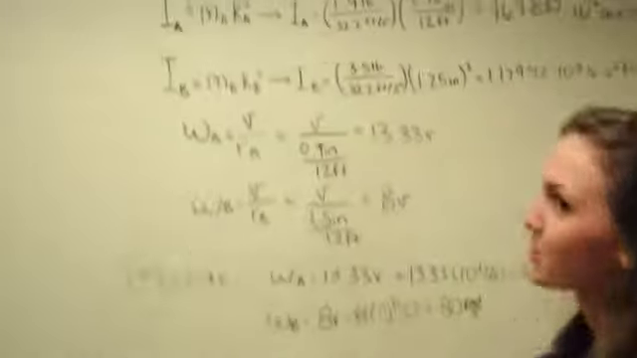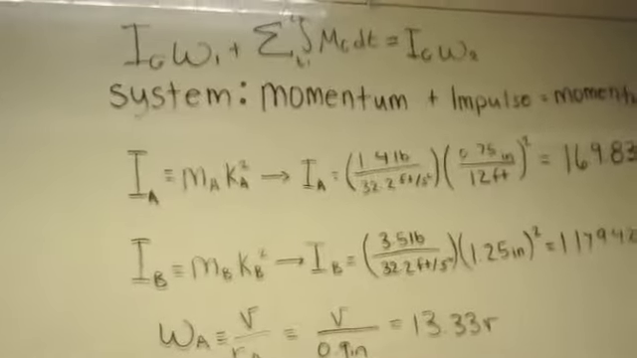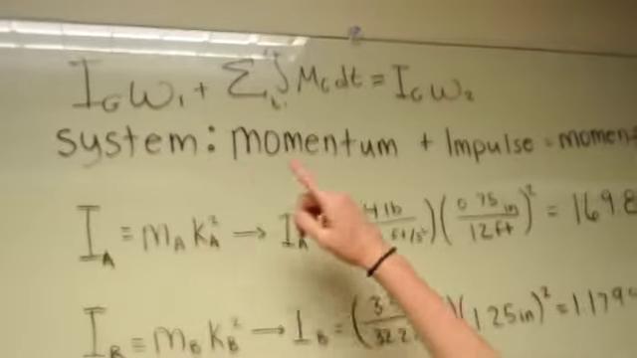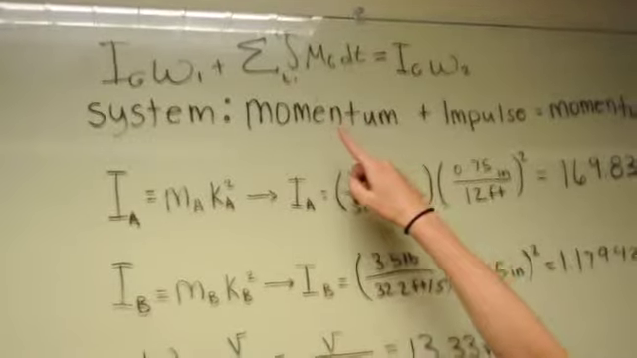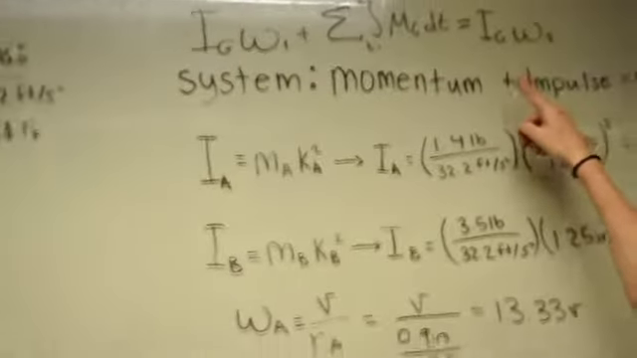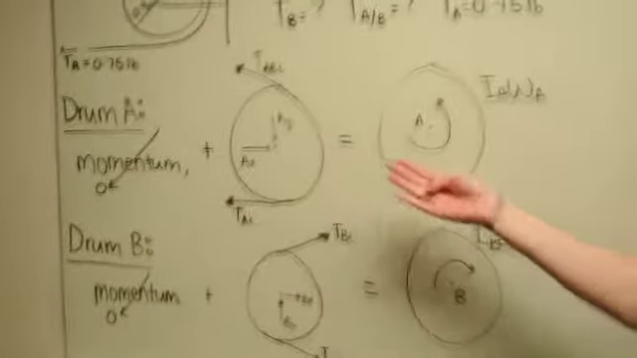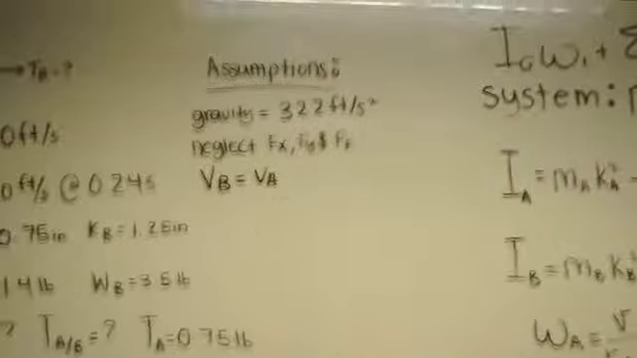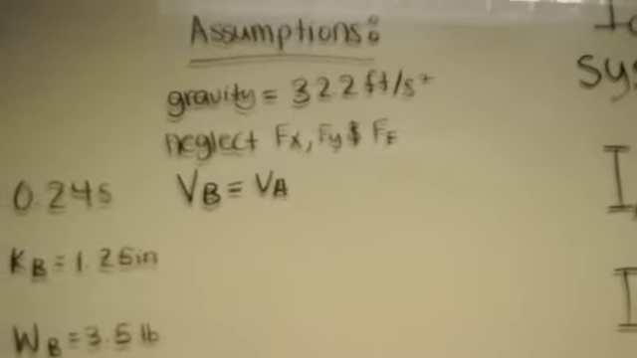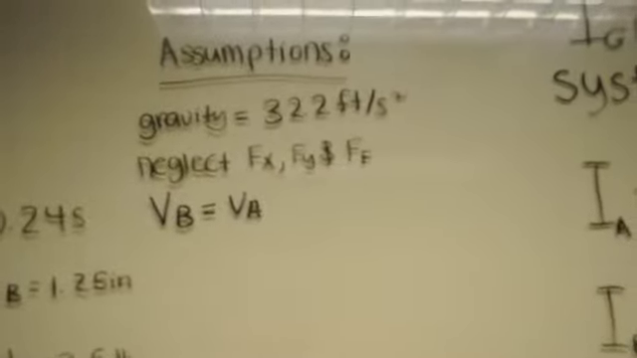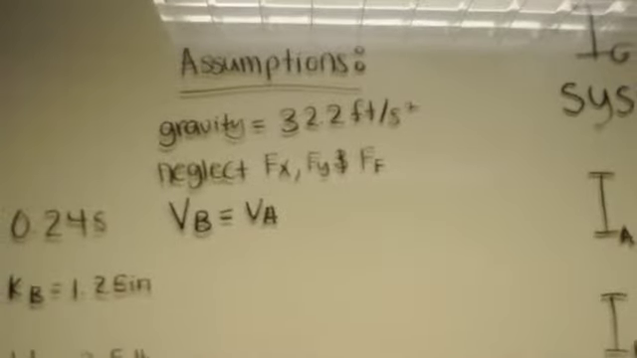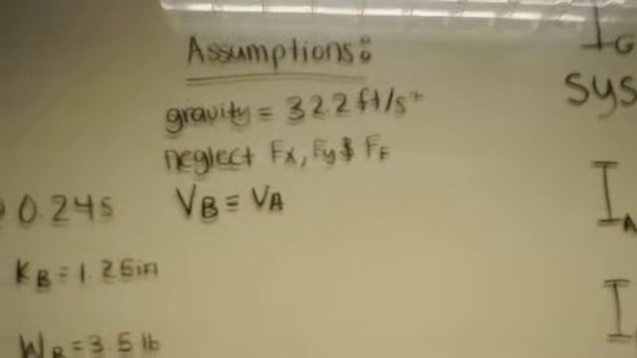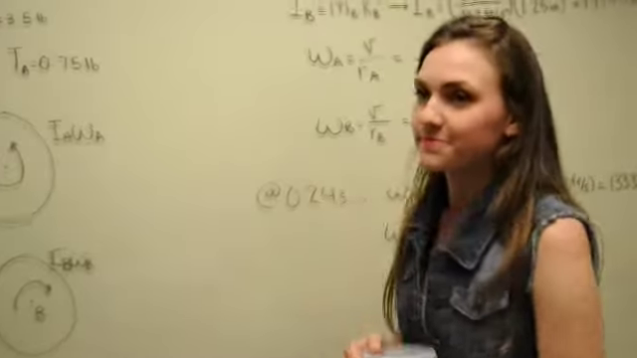The impulse momentum theorem is the initial momentum of the system plus the impulse acted on the system, which is equal to the final momentum of the system. To do this, we had to split our problem into 2 parts, drum A and drum B. We also had to make a few assumptions. We assumed that gravity is equal to 32.2 feet per second squared. We also neglected the force in the x and y direction as well as the friction force. And finally, we had to assume that the tape has the same velocity throughout.